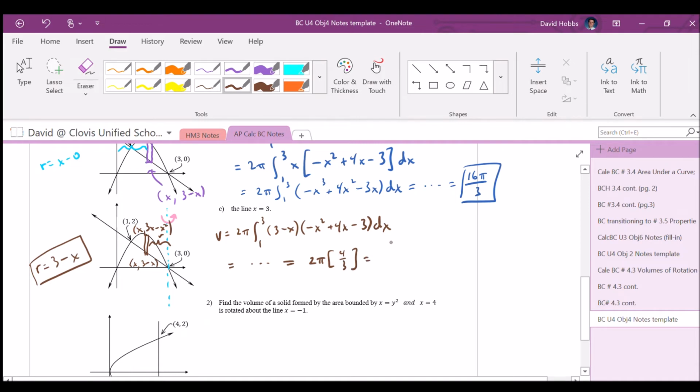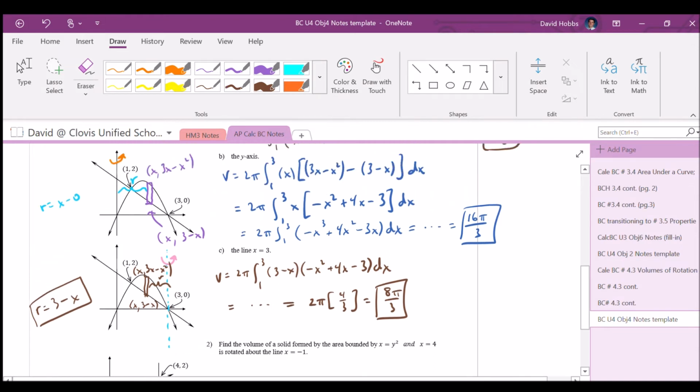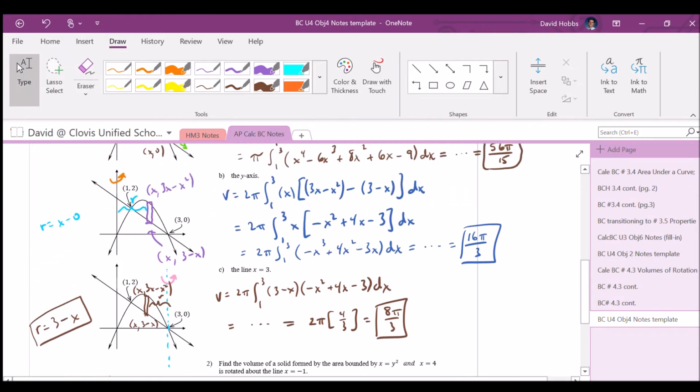And so we get 8 pi over 3. Okay? Now, I have a question for you here. Look at the last two problems, because we're rotating the same region. So the region itself is the exact same area, and we're rotating it about vertical lines both times.